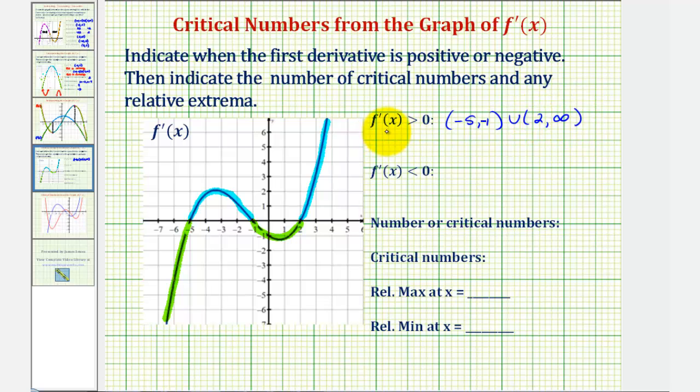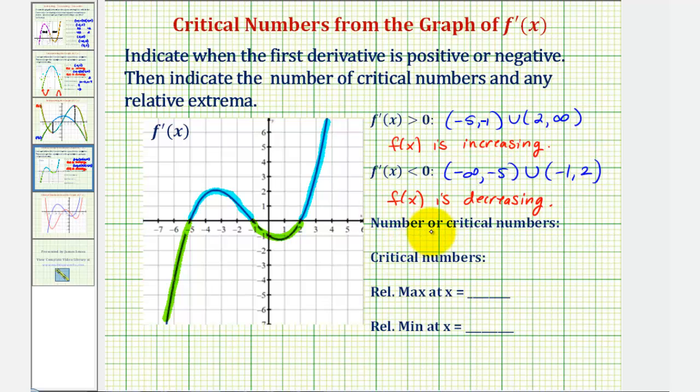Remember, if the first derivative is positive, this indicates that the function f of x would be increasing. And the first derivative is less than 0 or negative over the interval on the left, which would be from -infinity to -5, as well as the open interval from -1 to 2. If the first derivative is less than 0 or negative, this indicates that the function f of x would be decreasing.